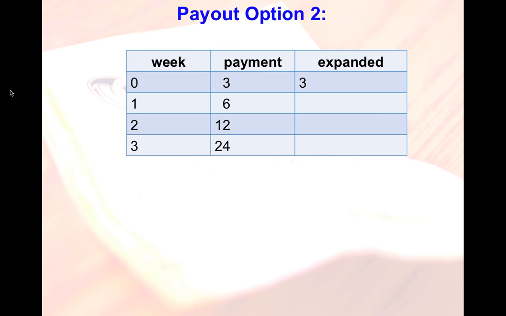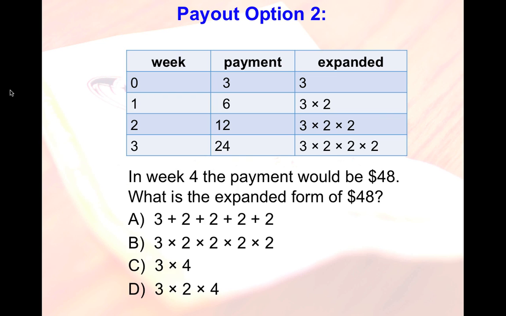In order to develop an equation, we're just going to write out the expanded form. 6 is 3 times 2. If we multiply that by another 2, we get 12. And multiply that by another 2, we get 24. In week 4, the payment would be $48. How should we write out the expanded form of $48? We'd want to take our previous amount and multiply it by another 2.